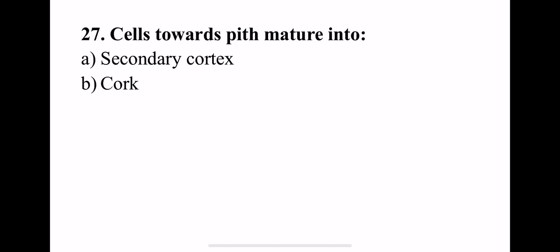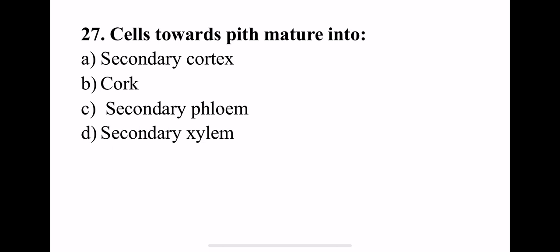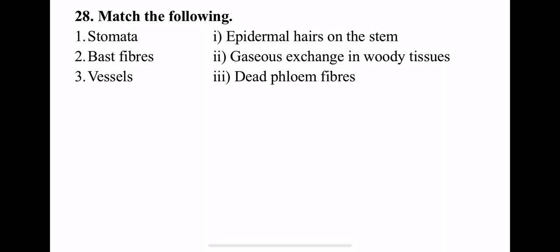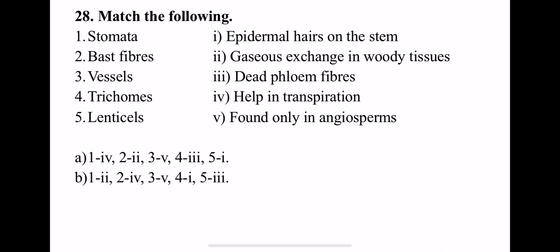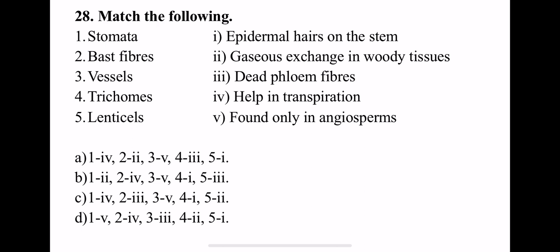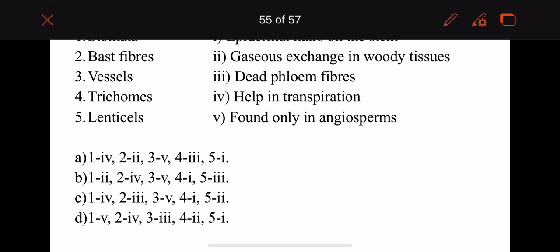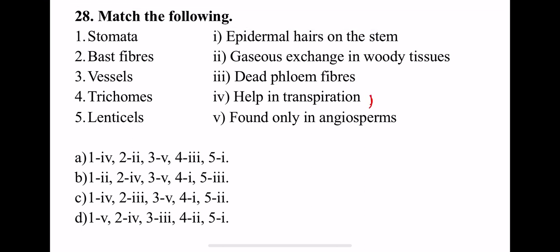Cells towards the pith mature into what? Cells towards the pith mature into secondary xylem. Match the following. Before answering, observe the right column and left column. In the left column you have different tissues, and in the right column you have different options. If you look at the options, you will notice the function of these tissues. What is the function of stomata? It helps in transpiration. So for the stomata, option 4 is the correct answer.